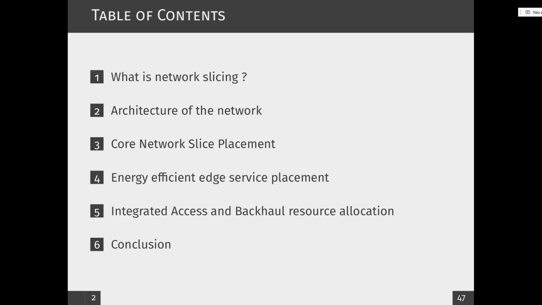We will use mainly the concept of network slicing to try to do this. So I will explain a bit more what it is first, how it works. I will also explain then the architecture of the network. And then I will go into more of the contributions of my thesis. So first I will talk about the core network placement. So placement in the core, then the edge, and this will be more focused on energy efficiency. And then I will talk about IAB, so integrated access and backhaul, which is closer to the radio access network, and also from an energy optimization point of view. And then I will conclude.